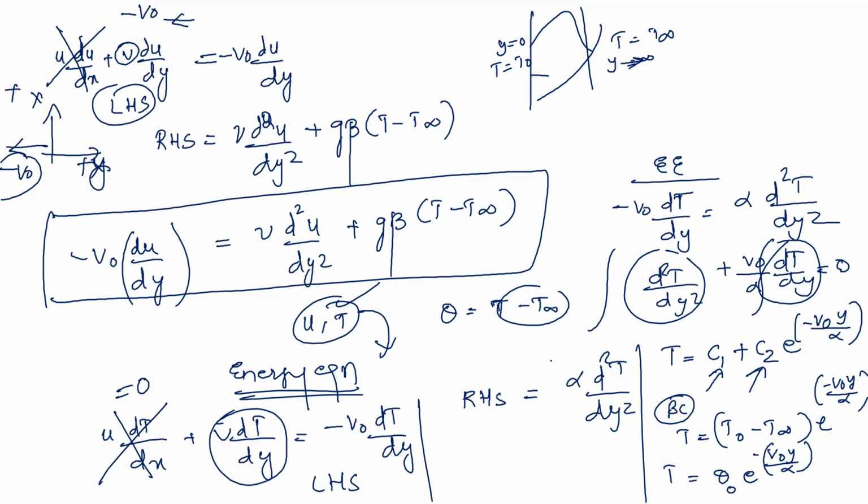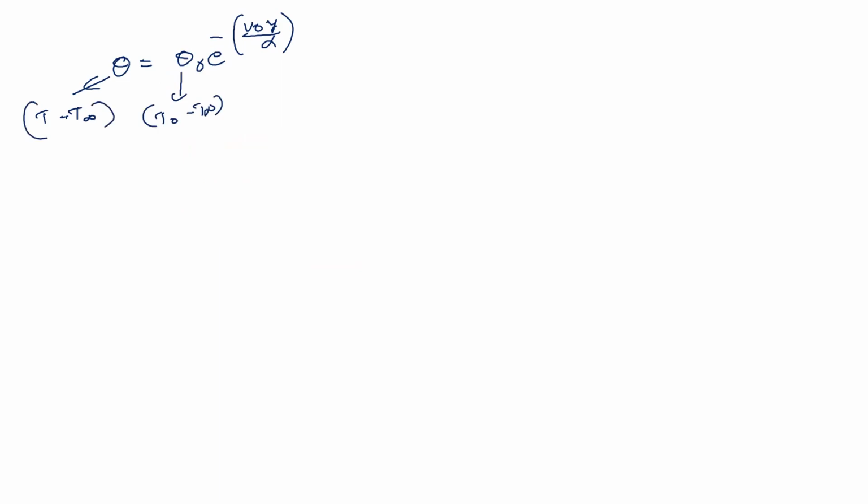Okay. So in the hints also, they have told us to assume like this. So that is actually we are approaching in the right manner. So we can just be clear that T0 equal to theta. So I have made one mistake. It is theta equal to theta O into e raised to minus VO y by alpha. Okay, theta is actually T minus T infinity. Theta O is T0 minus T infinity. Okay, so we got the temperature distribution.